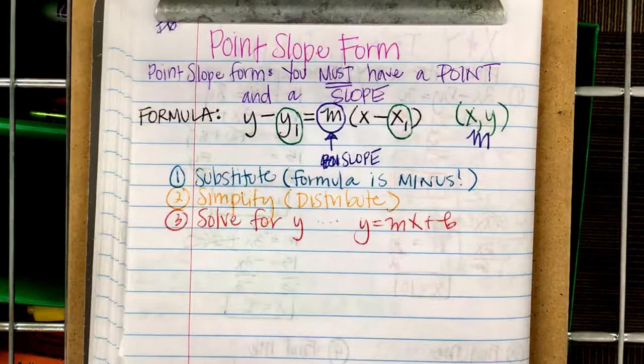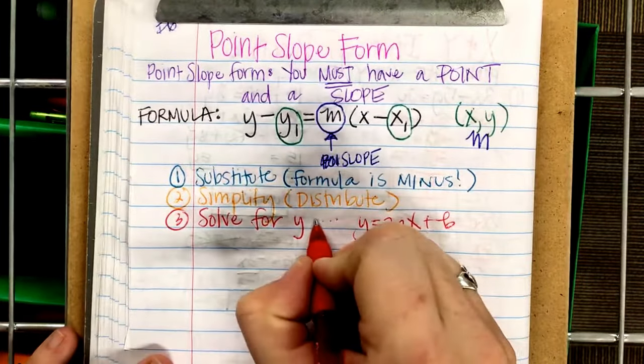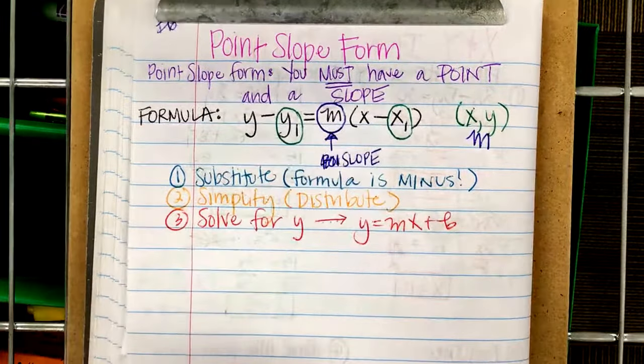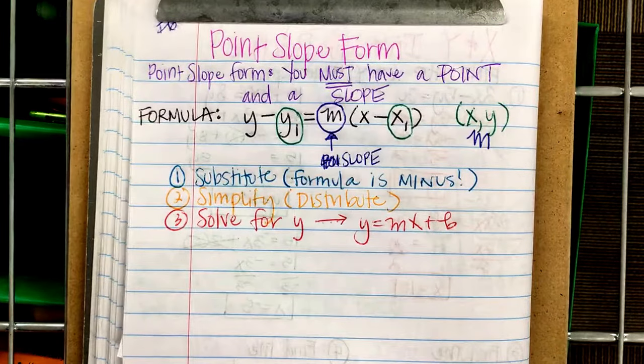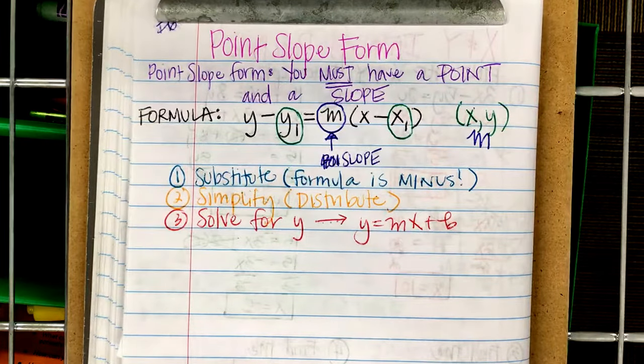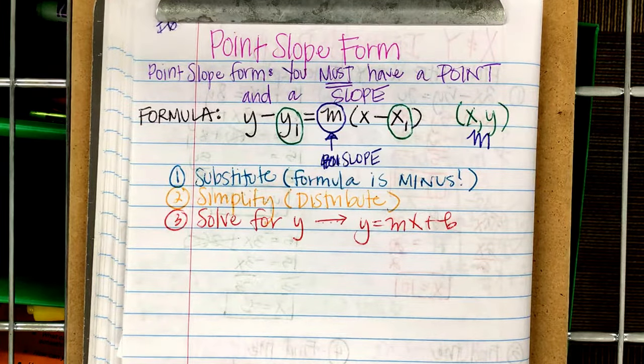You use point slope form to create slope intercept form, because if it's written in slope intercept form, what can you do with it? Starts with a g, ends with a raf. You can graph it.